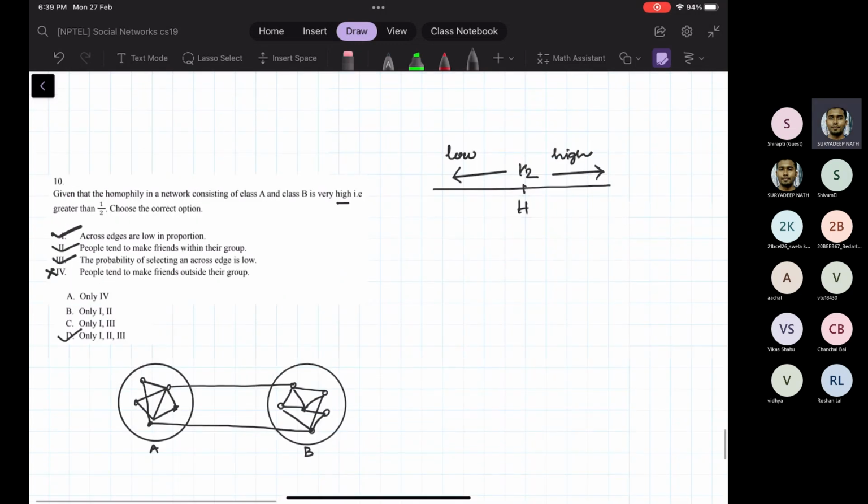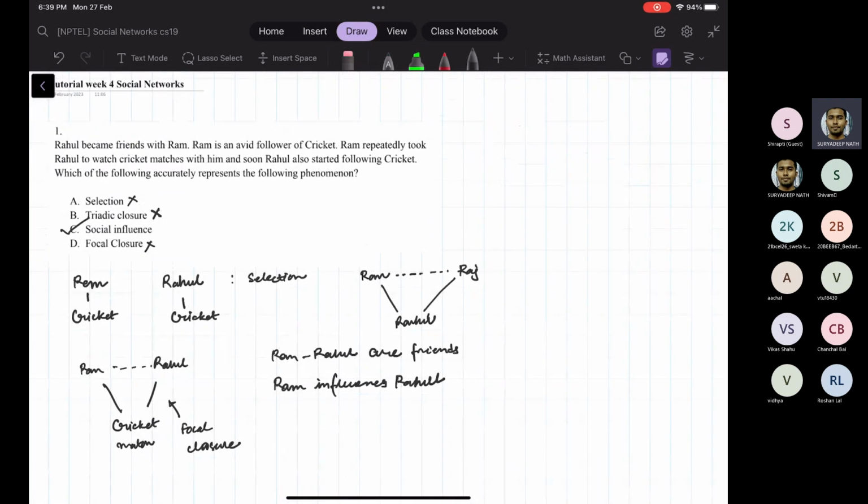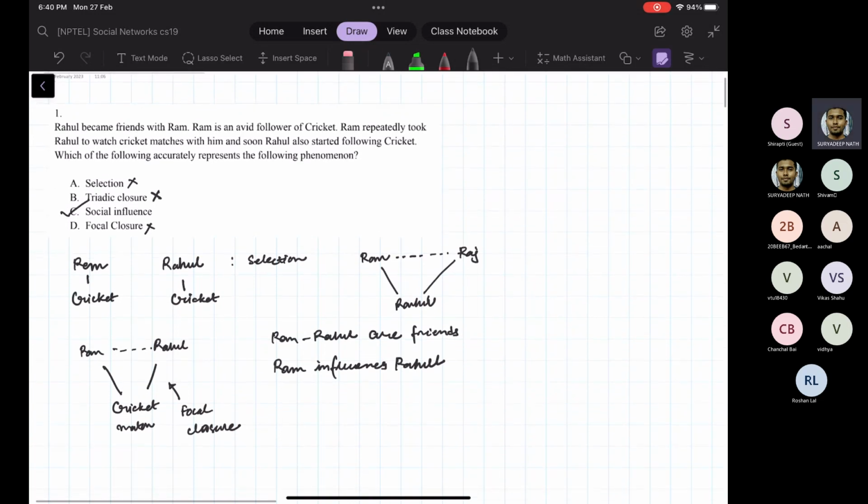Okay, someone is asking for question 1. Question 1 asks: Rahul became friends with Ram. Ram is an avid follower of cricket. Ram repeatedly took Rahul to watch cricket matches with him, and soon Rahul started following cricket. Which of the following accurately represents this phenomenon? The right answer is option C, social influence. Rahul and Ram are first friends, and then Ram influences Rahul by taking him to cricket matches, and then Rahul becomes a cricket fan. So that is a case of social influence. Option C is the correct answer. Is that clear?